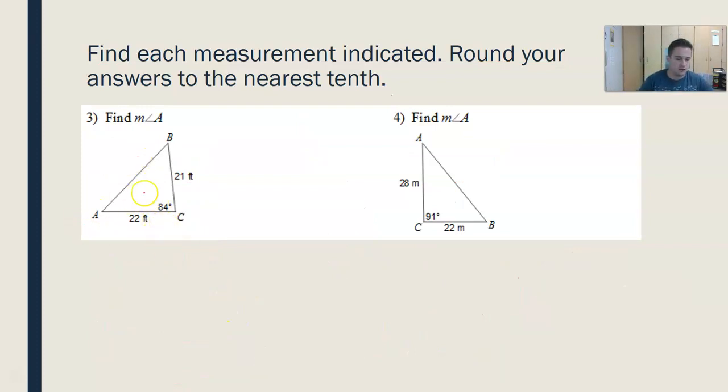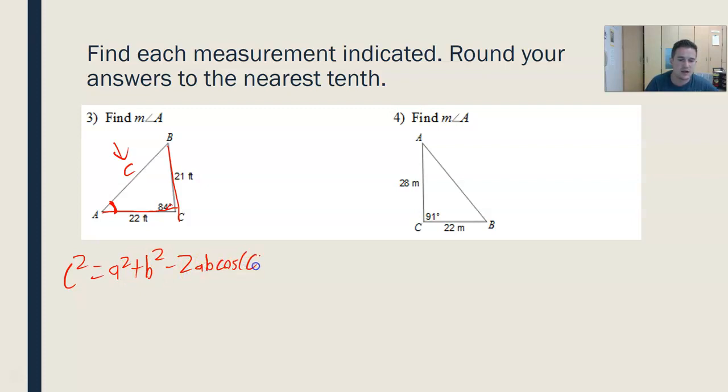Let's see here. So here, notice I have a side, an angle, and a side again. So using the law of cosines, I will be able to find this side right here, side C. But that's not what I'm asked for. I'm asked for angle A. Well, in order to find an angle using the law of cosines, I need all three sides. So what I'm going to have to do is find this side, and then use the law of sines to find this angle.